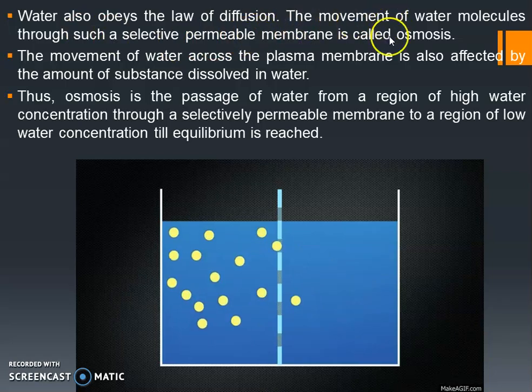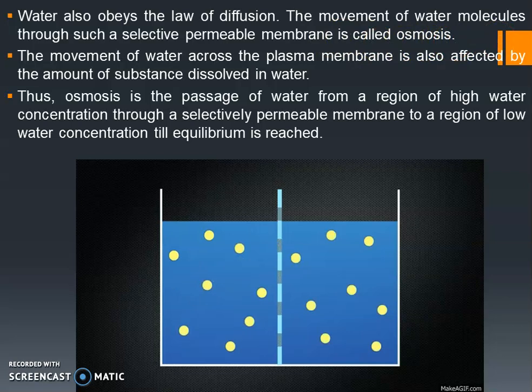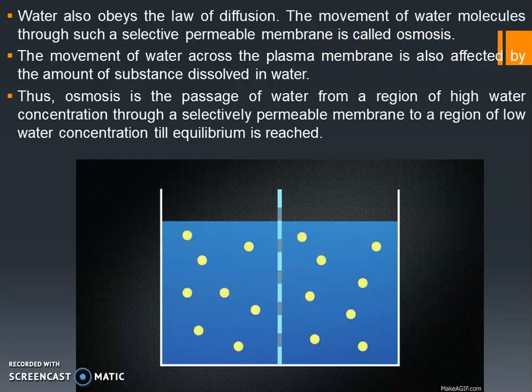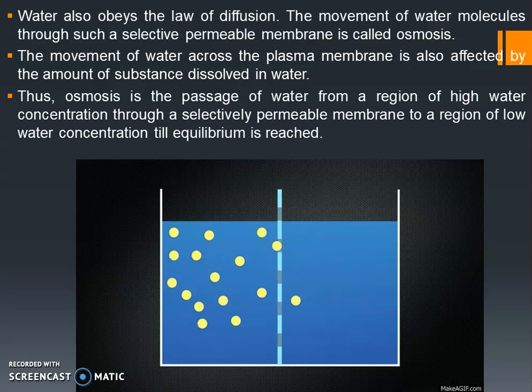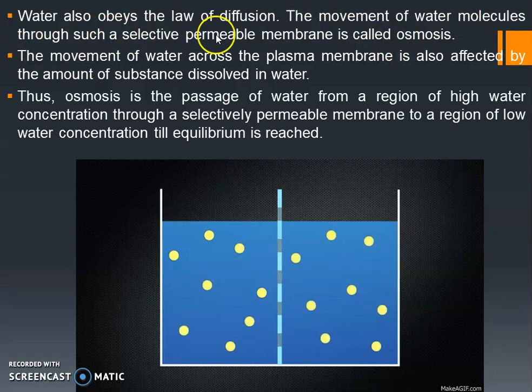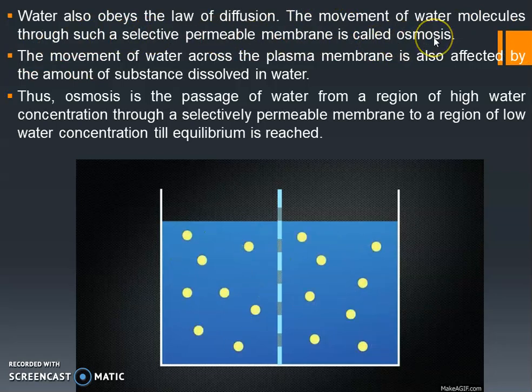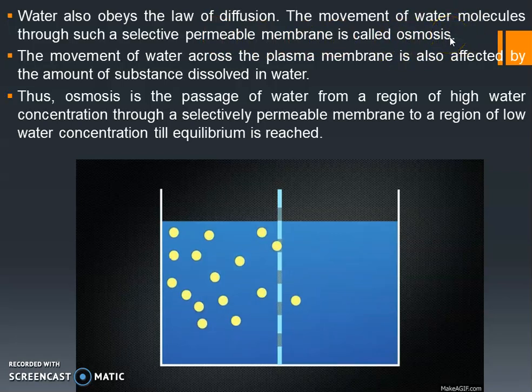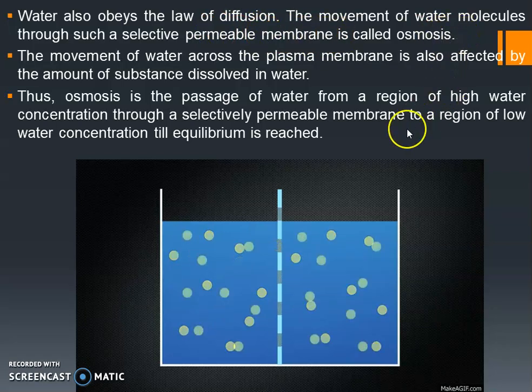Okay, so the movement of water molecules through a selectively permeable membrane is called osmosis. When we spoke about carbon dioxide and oxygen, we first said diffusion, right? But when it comes to water, when diffusion happens in water, we call that osmosis. So the movement of water molecules through such a selectively permeable membrane is called the osmosis process. Osmo means water. Okay, so the movement of water molecules from one place to another through a selectively permeable membrane is called osmosis.